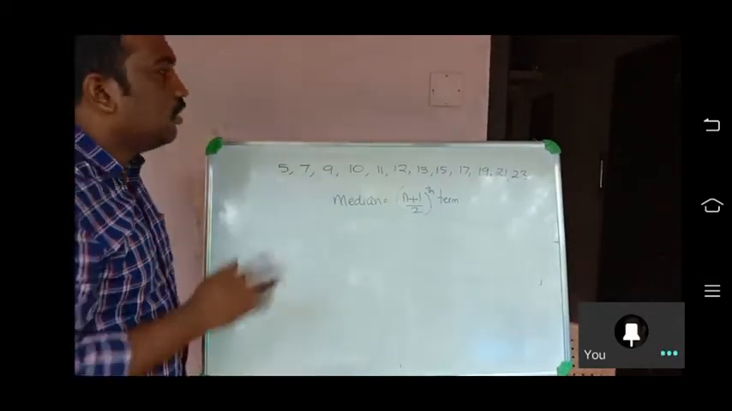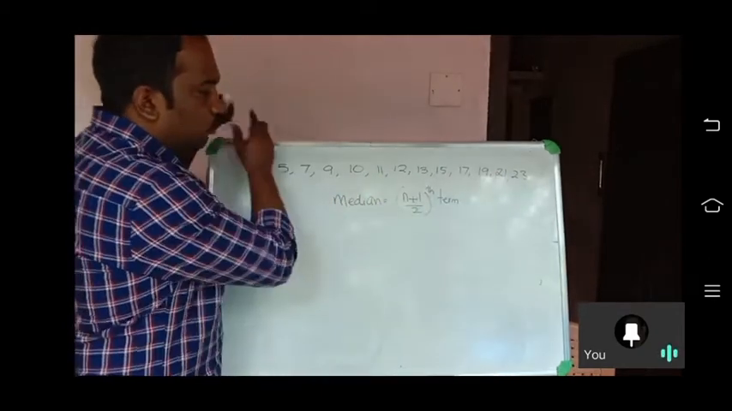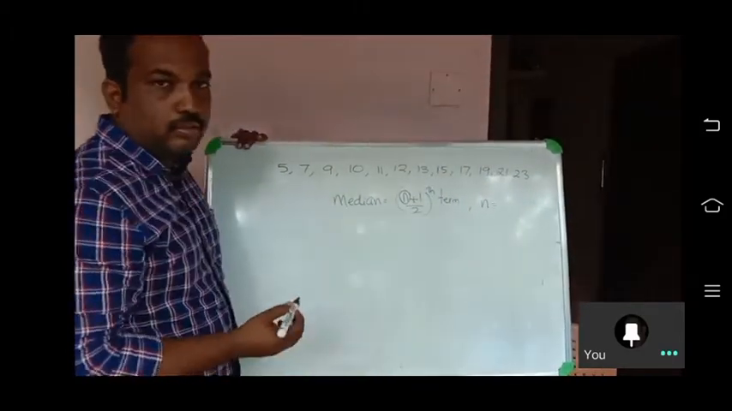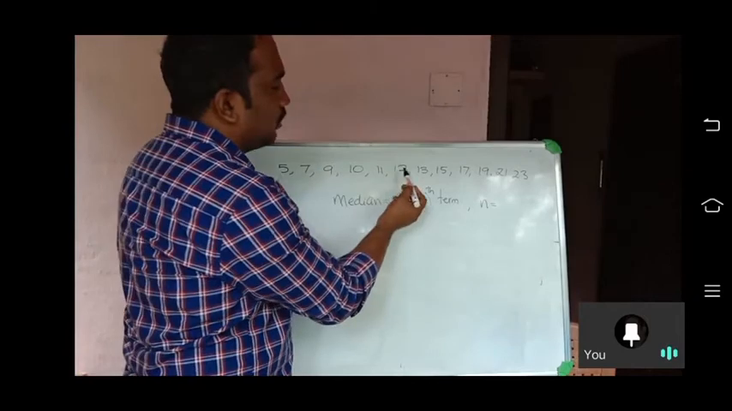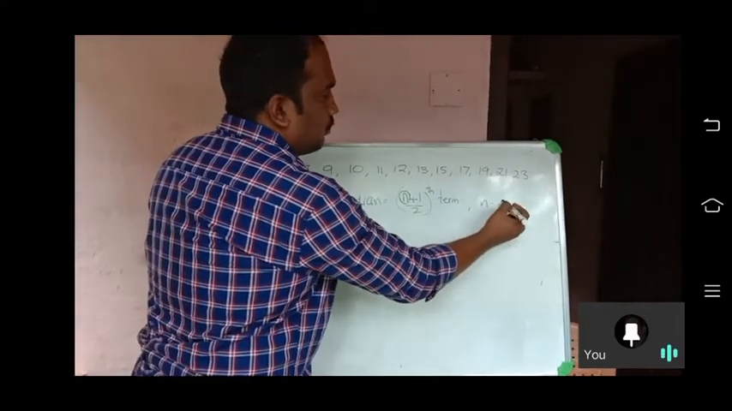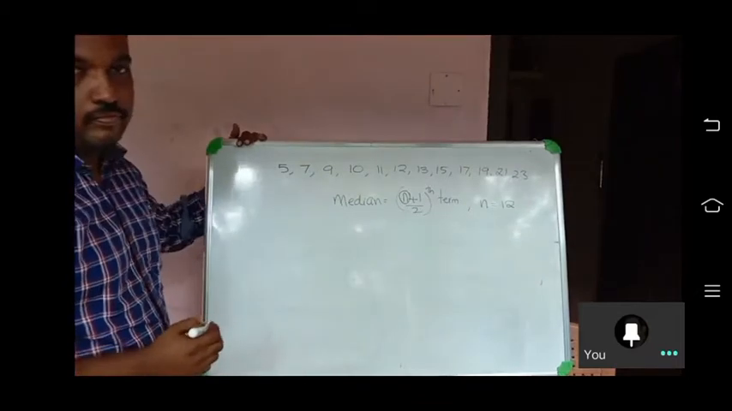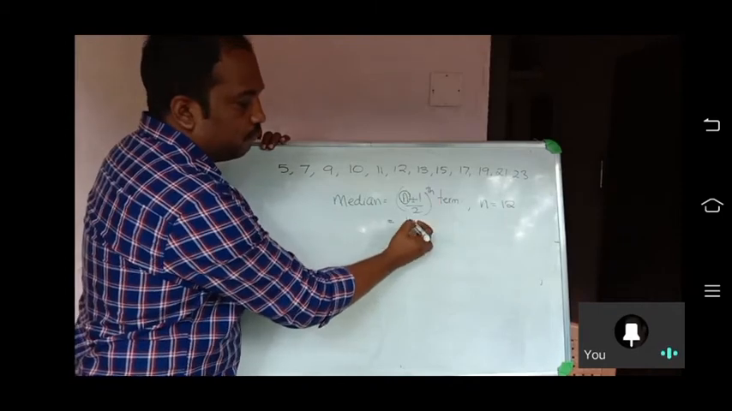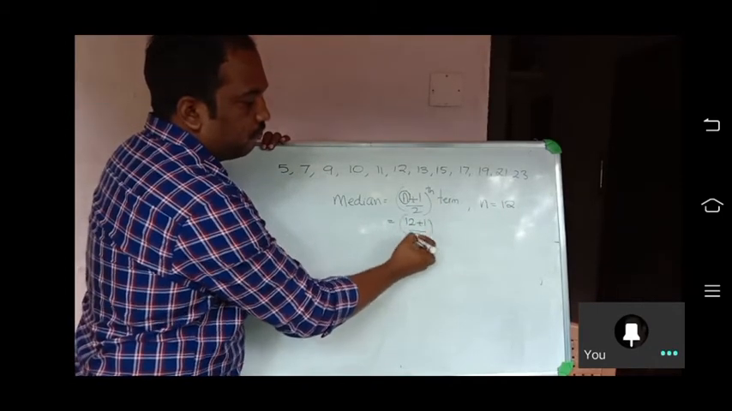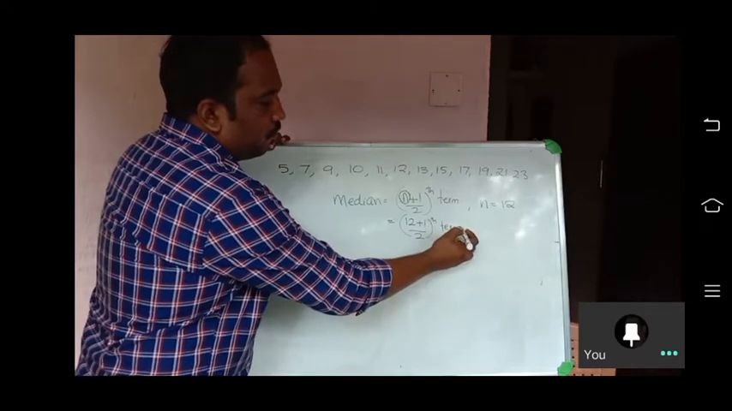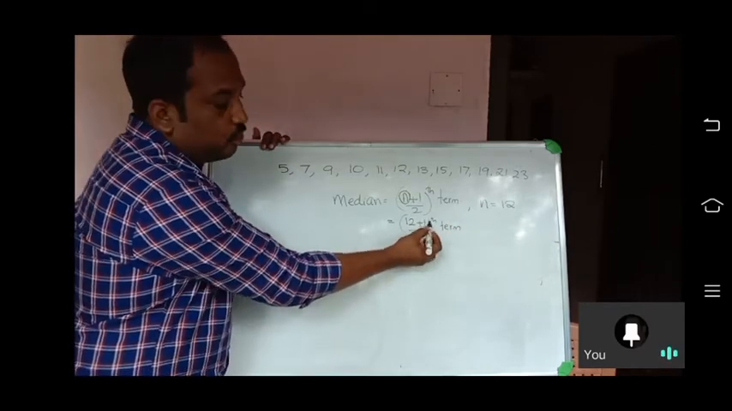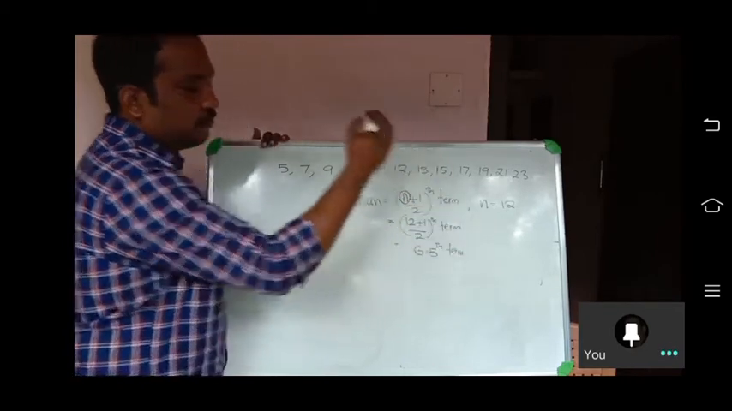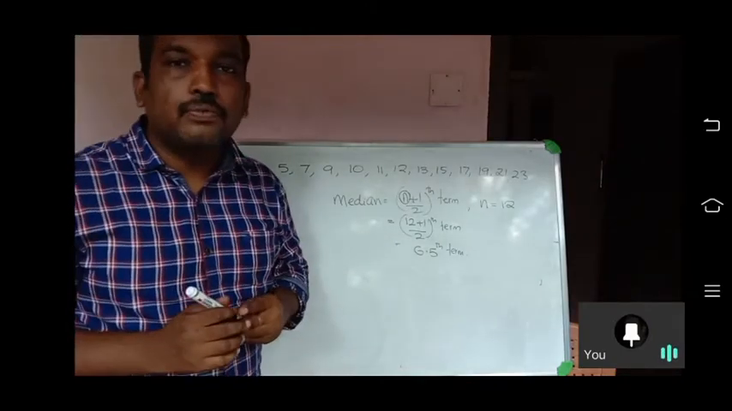Okay. Now, when you look at this number of terms, where n is the number of terms, we have 1, 2, 3, 4, 5, 6, 7, 8, 9, 10, 11, 12 terms. There are 12 terms. So median is the 12 plus 1 by 2 the term. That means the 13 by 2 the term, which means the 6.5th term. Median is the 6.5th term.